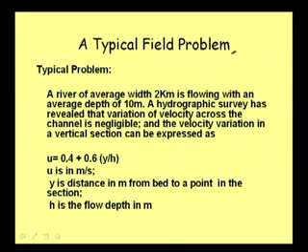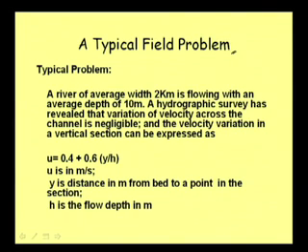Please note that in an actual river we cannot have a very specific depth of this many meters. In a man-made canal we can have it, but in an actual river we cannot have a specific depth. So we always talk in terms of average depth. Then a hydrologic survey has revealed that the variation of velocity across the channel is negligible. Now, what does this statement mean?